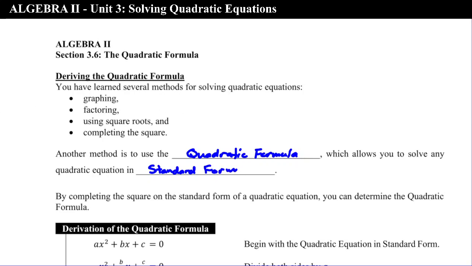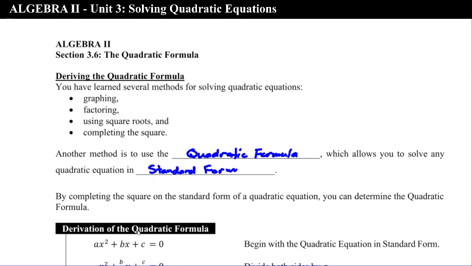Before we get into using the quadratic formula, because using it is relatively simple, it's just a matter of plugging in values, and we'll do quite a number of examples just to get a little bit of practice on it. But aside from that, let's talk about the derivation of the quadratic formula.